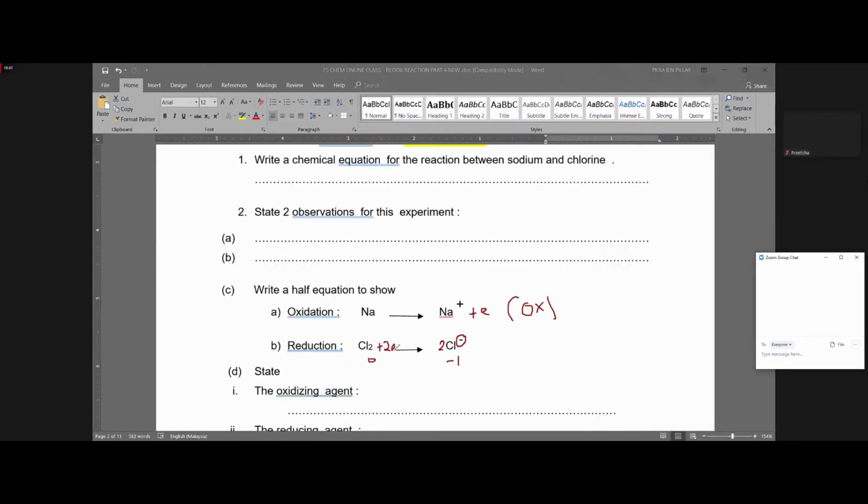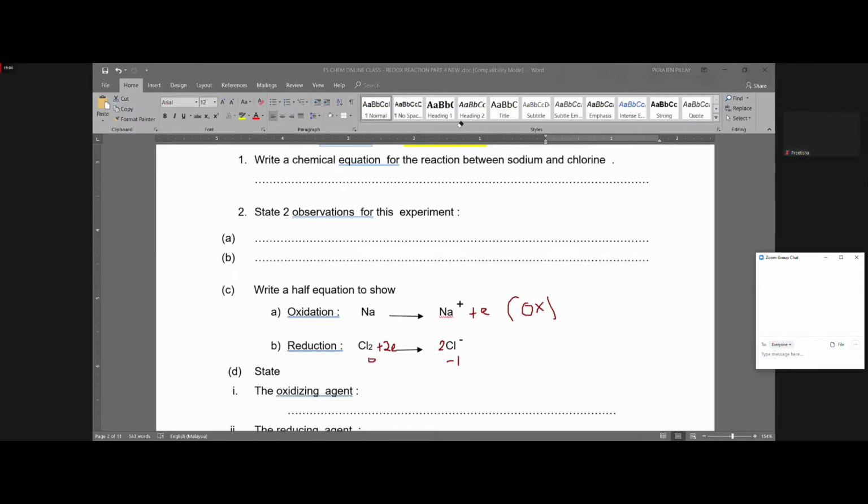We have already done that the other day. I'll erase this one so you don't get confused. So you can see Cl2 plus 2e gives 2Cl minus. What type of reaction? Reduction. Okay. So you can see here, this is oxidized, this is reduced. So who can tell me what is the oxidizing agent? What is the reducing agent?